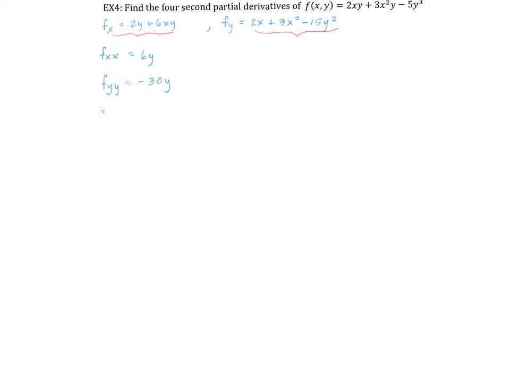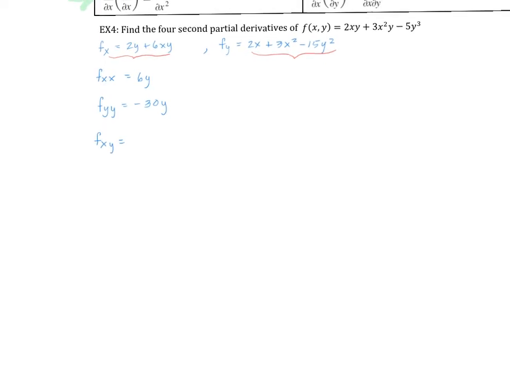Okay, let's try to take the partial derivative with respect to x first and then with respect to y. So going back to the partial derivative with respect to x, the 2y plus 6xy, if I now decide to take that derivative with respect to y, I end up with just 2 plus 6x. And if I decide to take the partial derivative with respect to y first and then with respect to x, I'm going to look at the partial derivative with respect to y, 2x plus 3x squared minus 15y squared. Now I'm going to take the derivative with respect to x, and I get 2 plus 6x. So notice that these are the same.